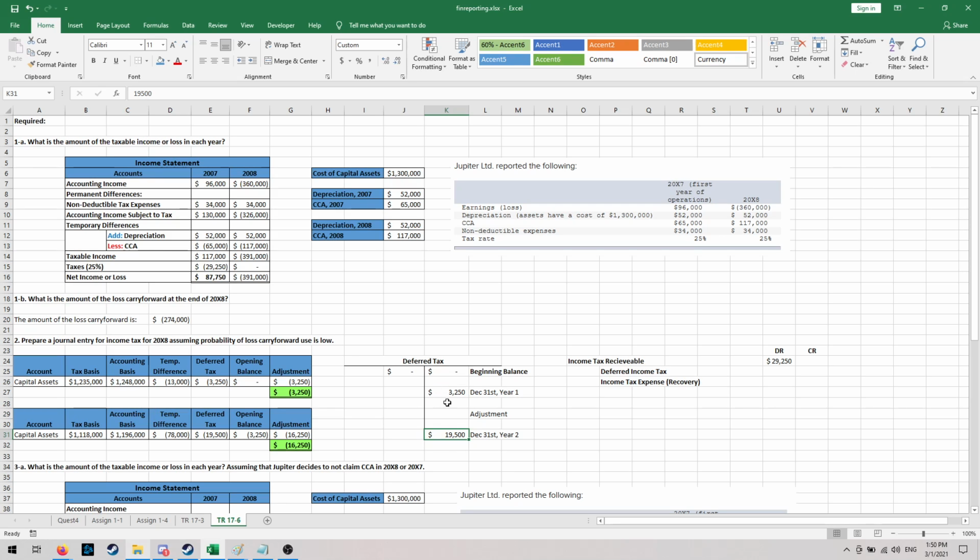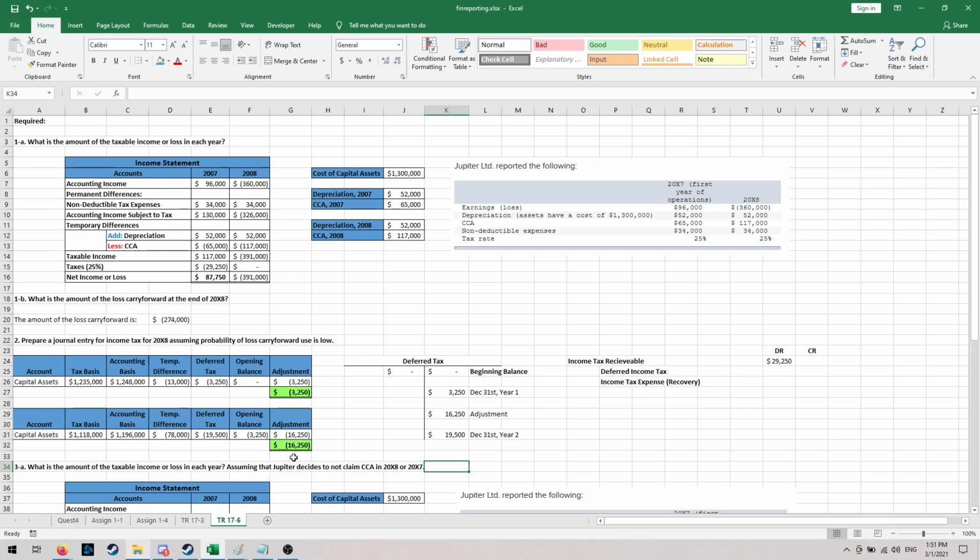And now we need to adjust this value upwards. We had this at the beginning of the year, and at the end of the year we have more. So we need to make an adjusting entry here to get 3,000 up to the 19,000. And to see how much the amount of our adjusting entry is, we can subtract 3,000 from our 19,000. And we're going to get the adjustment of 16,250. And you can see that here.